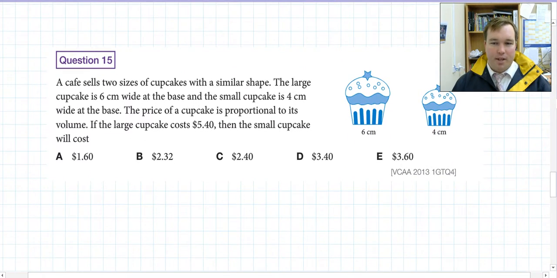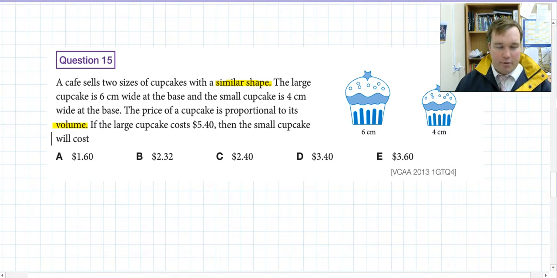Alright, last example, cupcakes. Good multiple choice question. A cafe sells 2 sizes of cupcakes with a similar shape. Nice how they flag the word similar for you, isn't it? The large cupcake is 6 centimeters wide at the base, the small cupcake is 4 centimeters wide at the base. The price of the cupcake is proportional to its volume. So here we're going to work in volume. If the large cupcake costs $5.40, then the small cupcake will cost what?